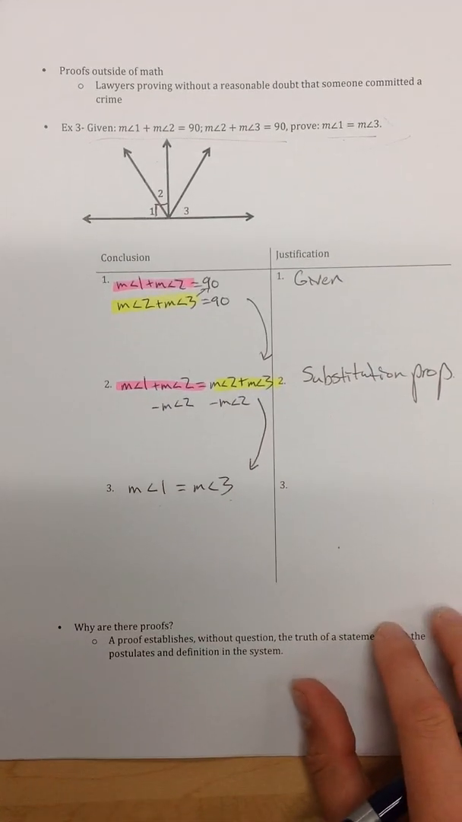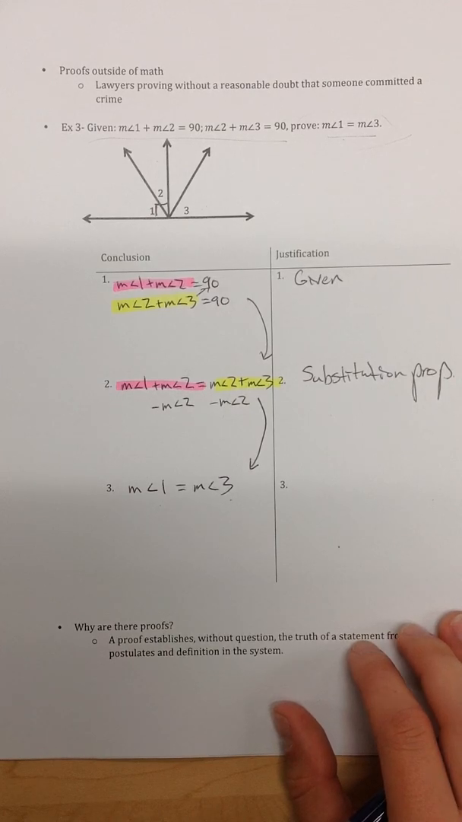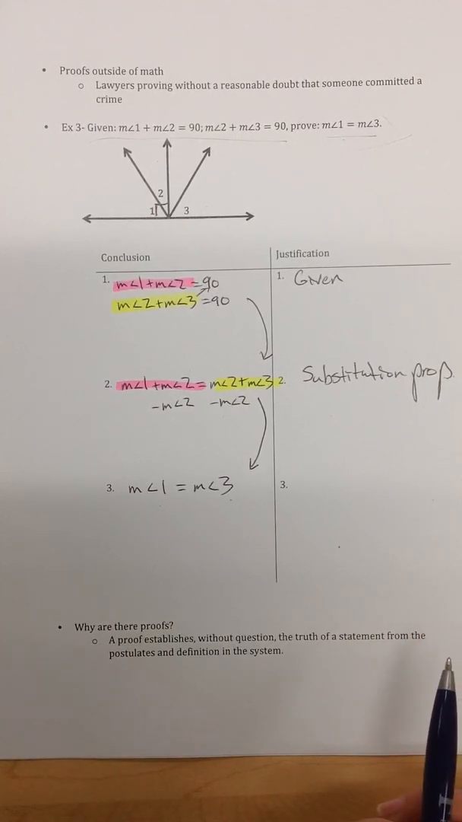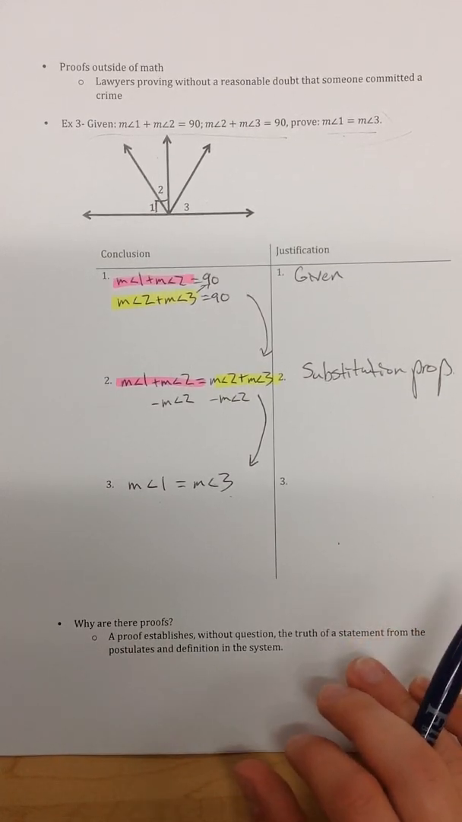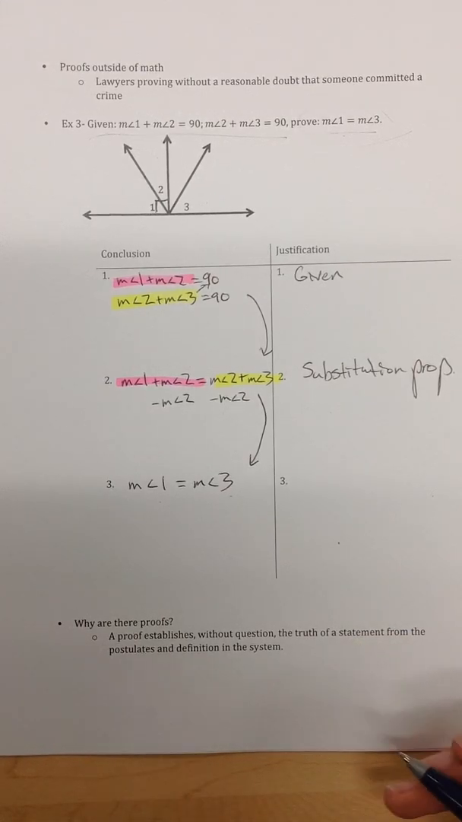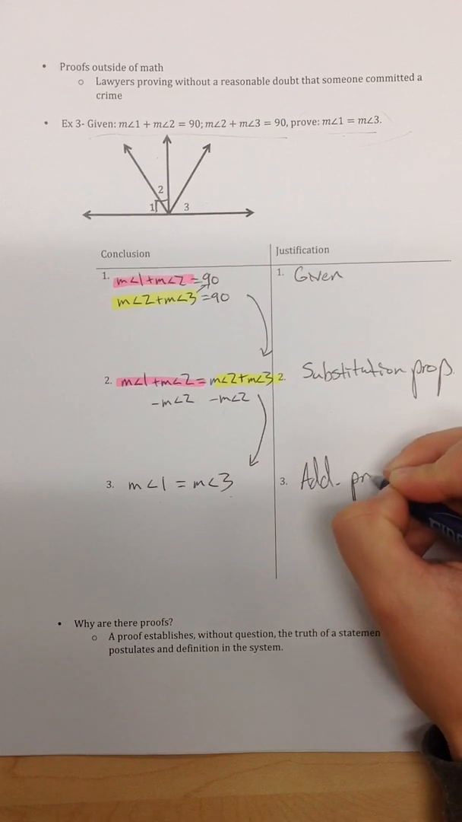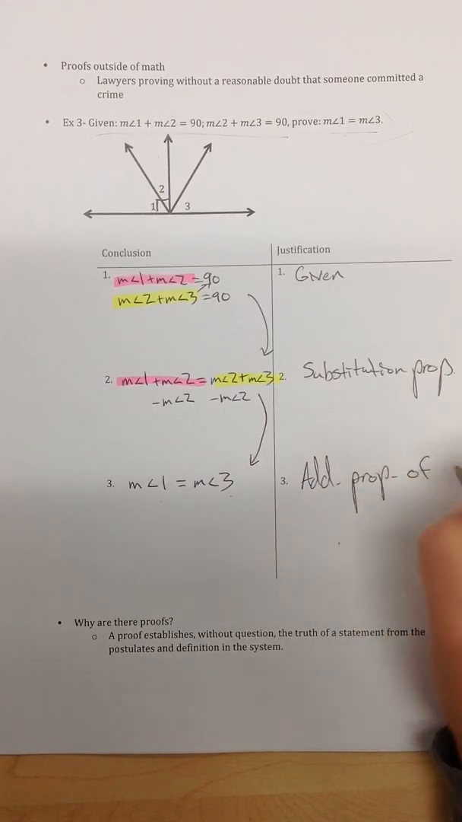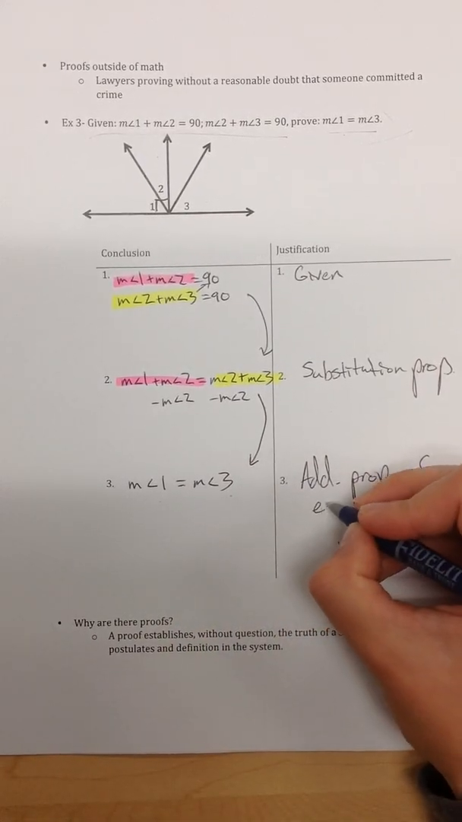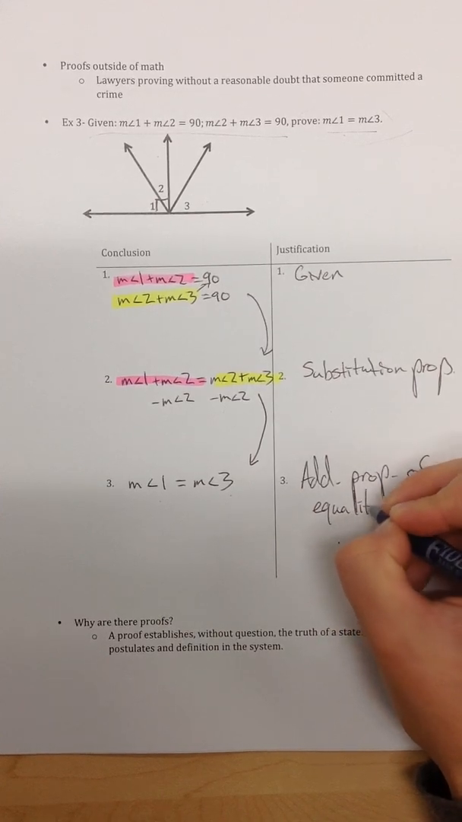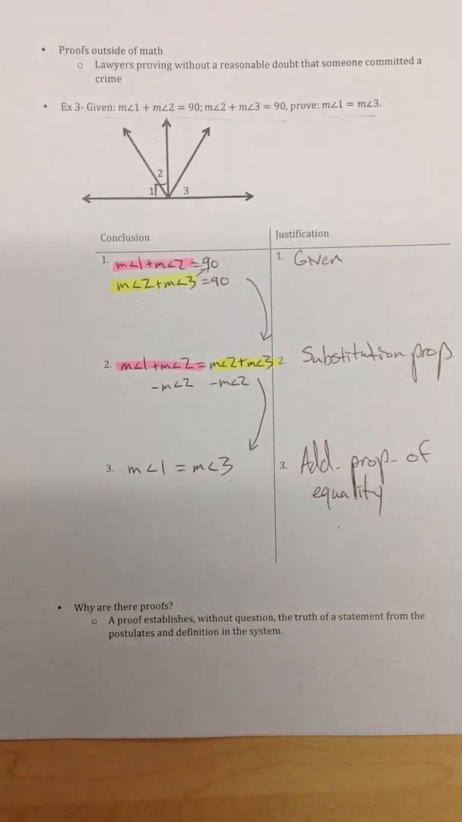Okay, so if we're subtracting the same thing from both sides, well, we don't have a subtraction property, but we do have an addition property, which is the same as adding a negative. So this is going to be addition property of equality. So even though we're not just adding or subtracting numbers, we're doing it with angles, that's still fine. That's still the addition property of equality.